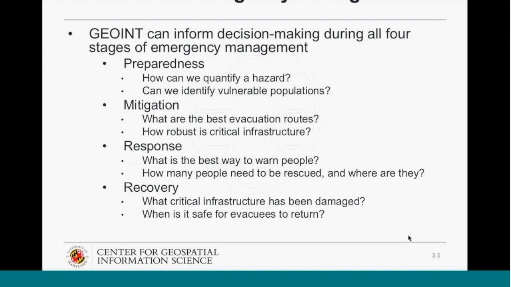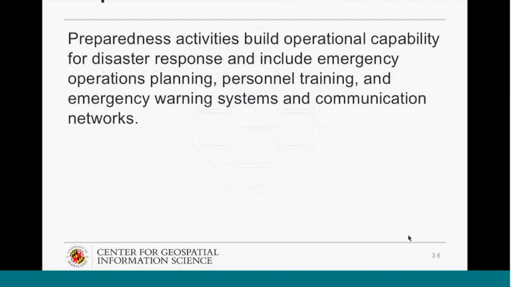These are just a few examples. There's any number of questions that can be addressed using GEOINT that fit into all 4 of these stages. So let's dig a little bit deeper into defining these 4 stages of emergency management. The goal of your preparedness activities is to build operational capability for disaster response, including emergency operations planning, personnel training, early warning systems, and communication networks, right? Those would be the primary areas you'd focus on at this preparedness stage.